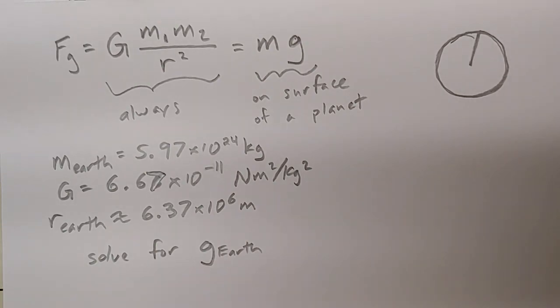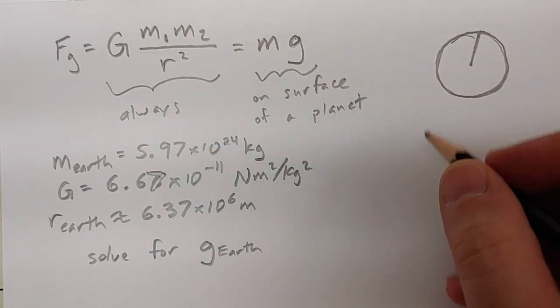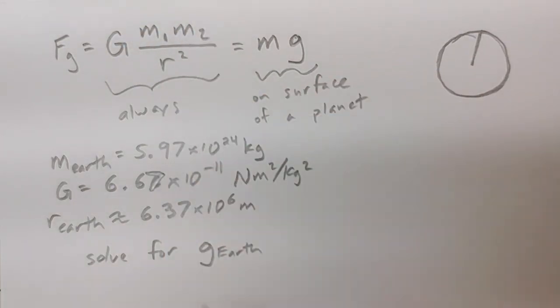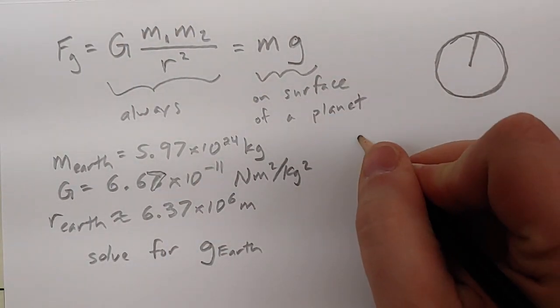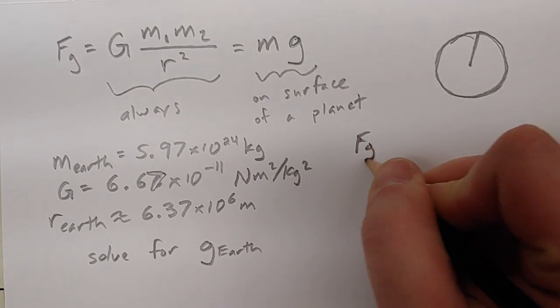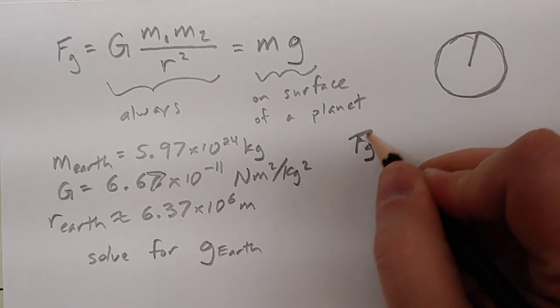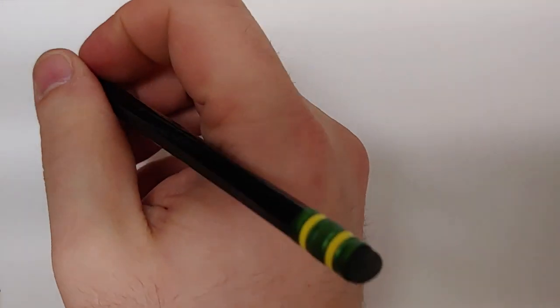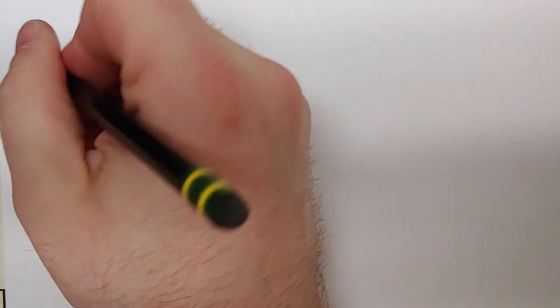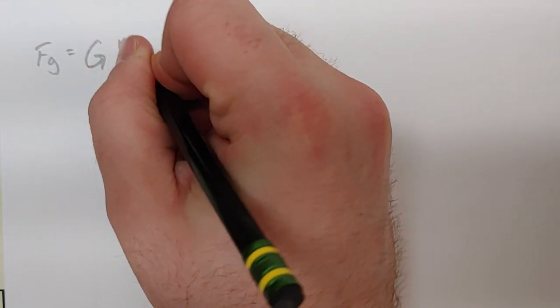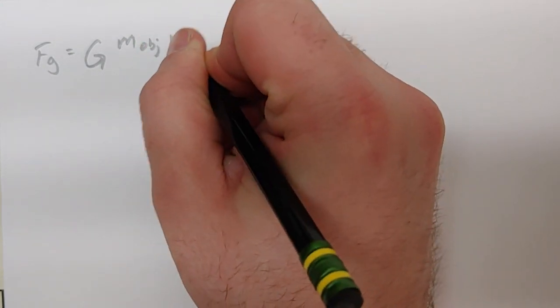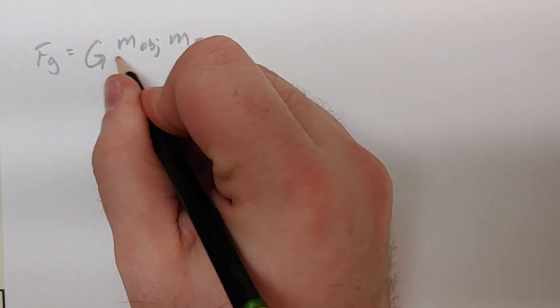All right, so we can interpret this equation as if we were dealing with an object near the surface of the Earth. The force of gravity would be equal to, let me go to a new page. So the force of gravity would be big G times the mass of the object times the mass of the Earth, divided by how far apart their centers are.